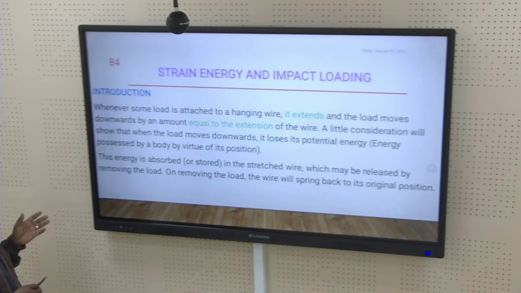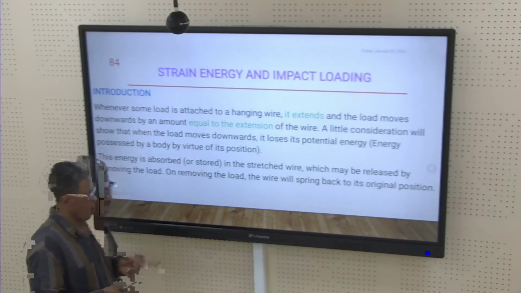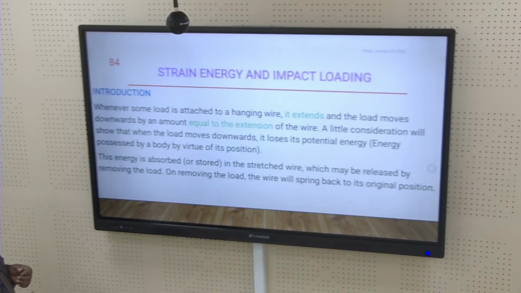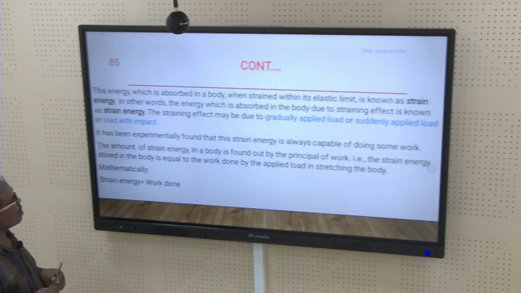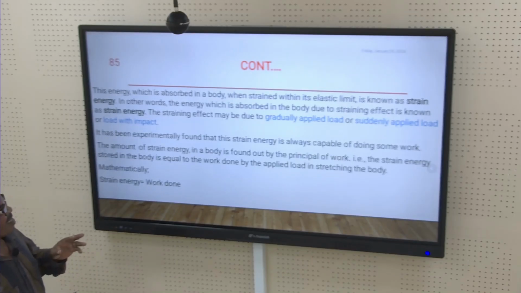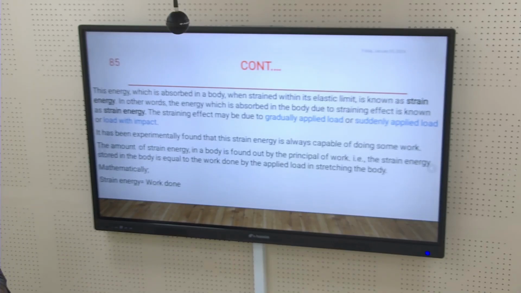If you have got a spring, this can be well elaborated. On removing the load, the wire will spring back to its original position because the load is no longer there. So the spring will tend to go back to its original position. This energy, which is absorbed in a bar when strained within its elastic limit, is known as strain energy. In other words, the energy which is absorbed in the body due to the strain effect is known as strain energy. The straining effect may be due to gradually applied load, suddenly applied load, or load with impact.